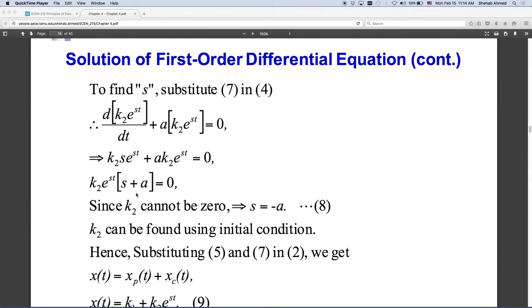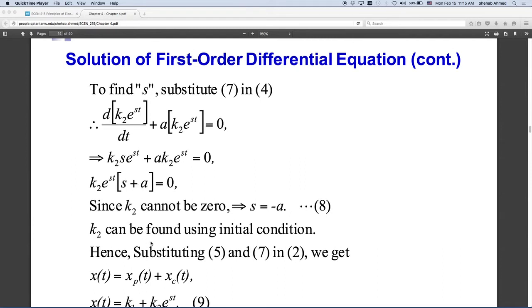So one of these is 0, right? They multiply by each other, so one of them is 0. So k2 e to the st is not 0, because that's actually the solution to our differential equation, right? If this is 0, then x of t is 0, right? And we know that's not true in the general case. Maybe at a specific time x of t is 0, but in the general case, I cannot assume that. So in the general case, what we have is s plus a is equal to 0, or s is equal to minus a.